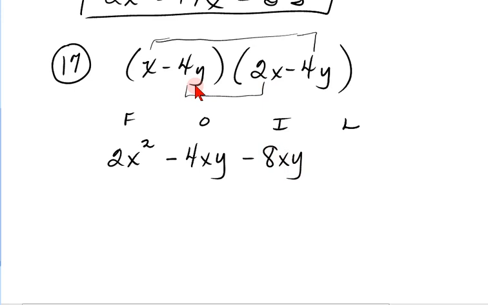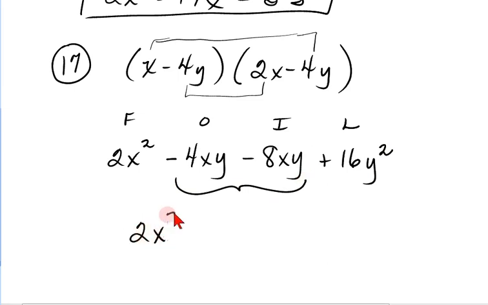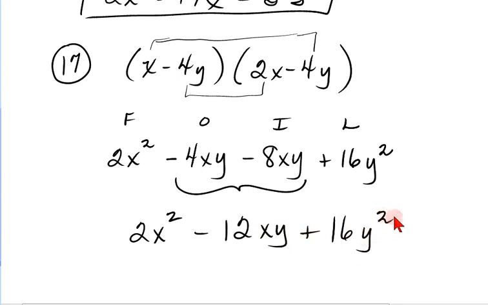you multiply them. And what's the product of the last? Negative 4 times negative 4 is positive 16, and y times y is y squared. I didn't pause and do it this time, but can you combine your inners and outers? Yes, so I'm going to have 2x squared minus 12xy plus 16y squared. Is that okay?